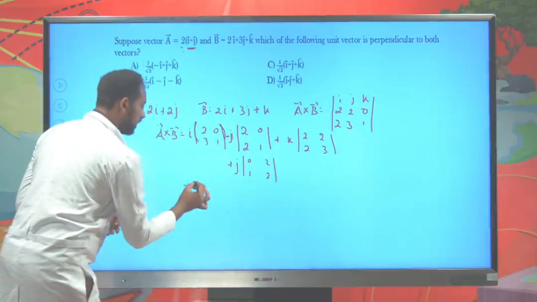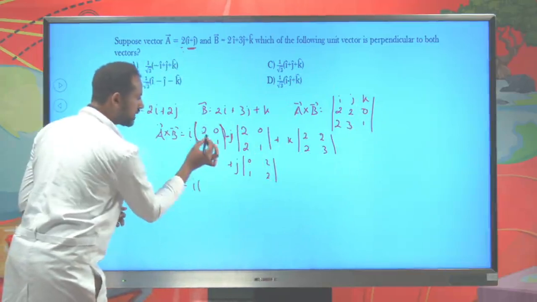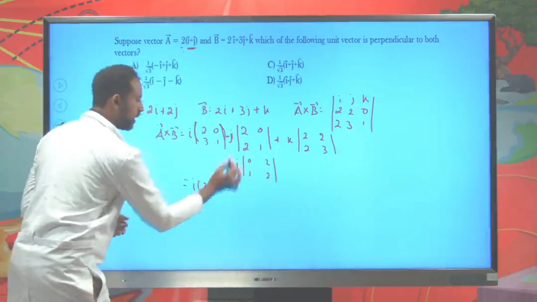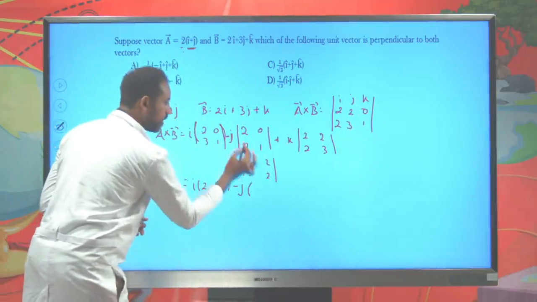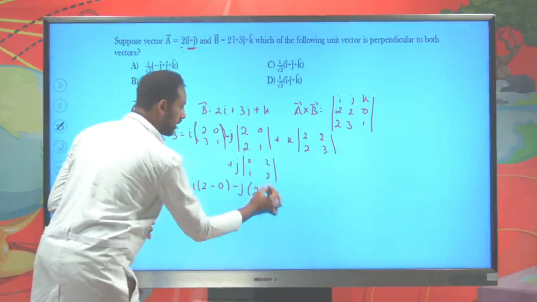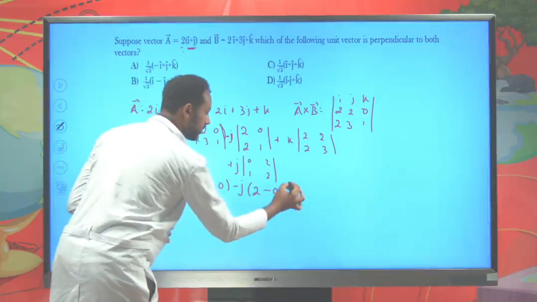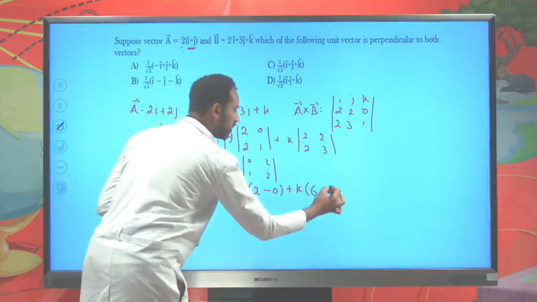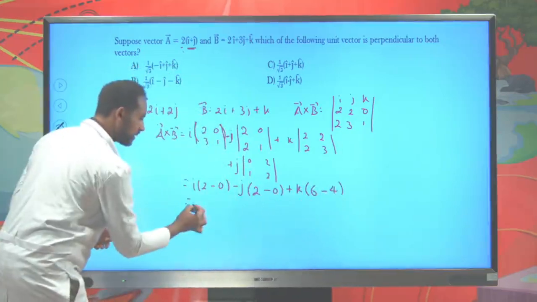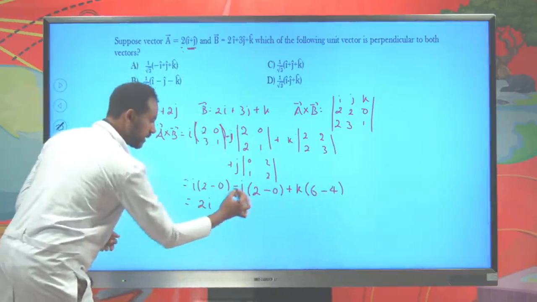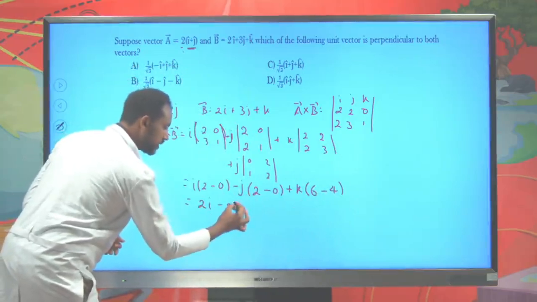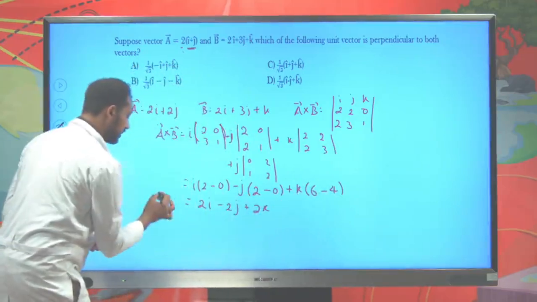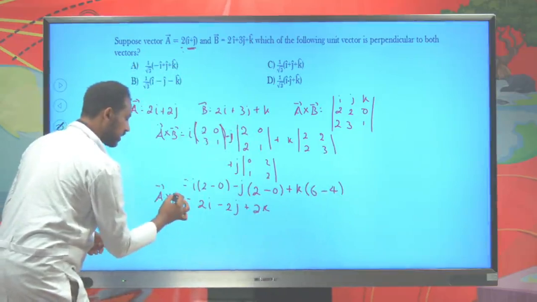Therefore, the resultant gives us i times 2 by 1, 2, minus 0 by 3, 0. Minus j times 2 multiplied by 1, 2, minus 2 times 0, which gives you 0, plus k times 2 times 3, which gives you 6, minus 2 times 2, which gives you 4. And at last, this is 2i, and this gives us minus 2j, and this gives us 2k. This is the resultant of vector A cross B.